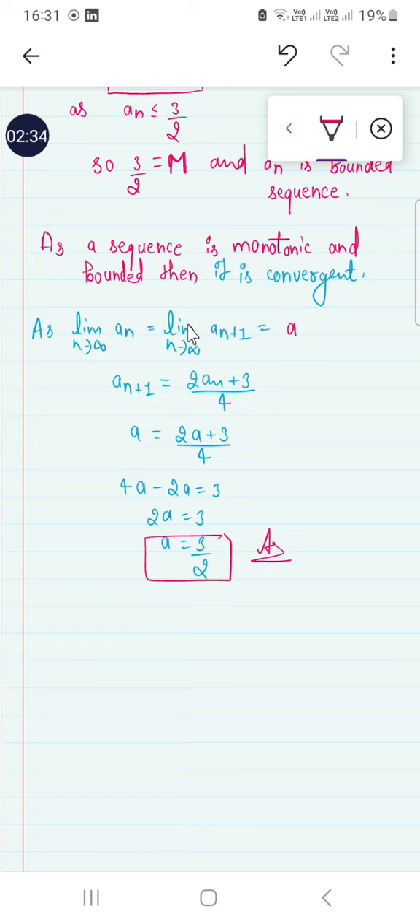Since it is a convergent sequence, we find its limit. How to find the limit? The limit of a_n as n tends to infinity equals the limit of a_{n+1}, which is equal to a. Then put it in. After solving this, the limit a is equal to 3/2. That is the answer.